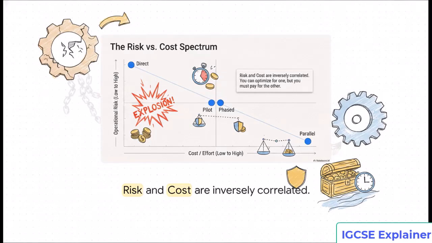Direct is high risk, low cost. Parallel is low risk, high cost. Pilot and phased sit right there in the middle as reliable compromises. The golden rule of system implementation is simply this. You can optimize for one, but you absolutely must pay for the other.